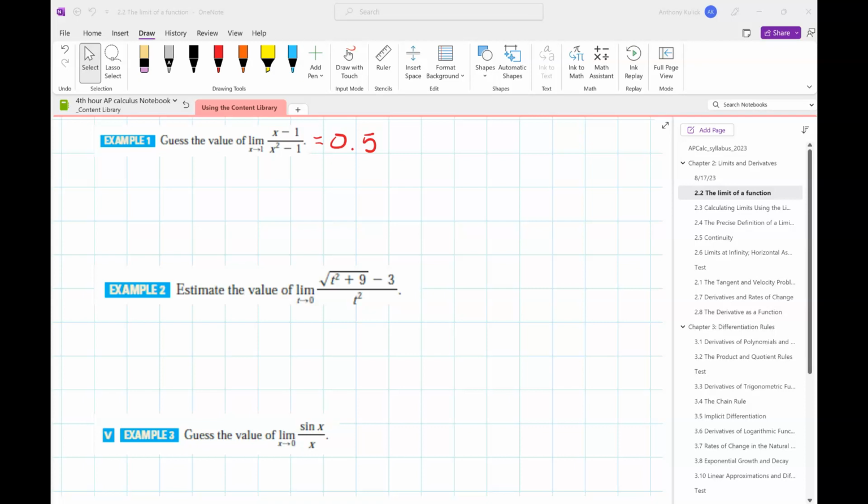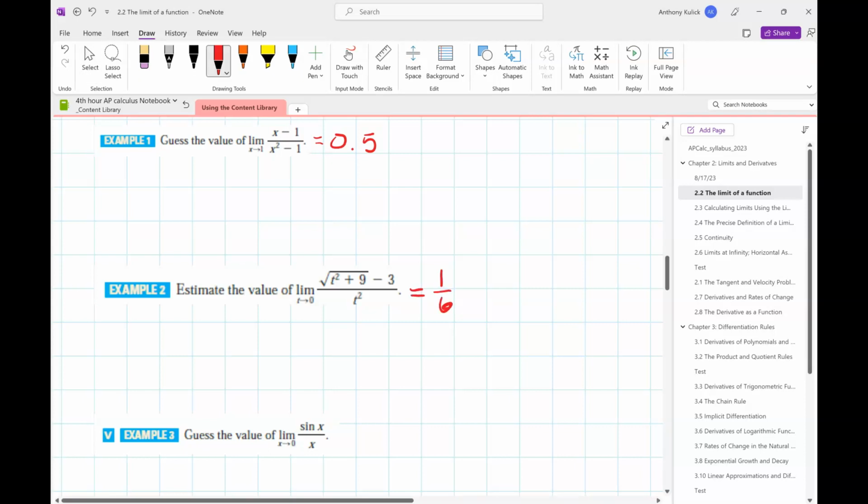Okay. What did you guys get? 0.167. Okay. 1/6. Somebody else said. That's the same thing, right? 0.167 is approximately 1/6, so either one is okay.